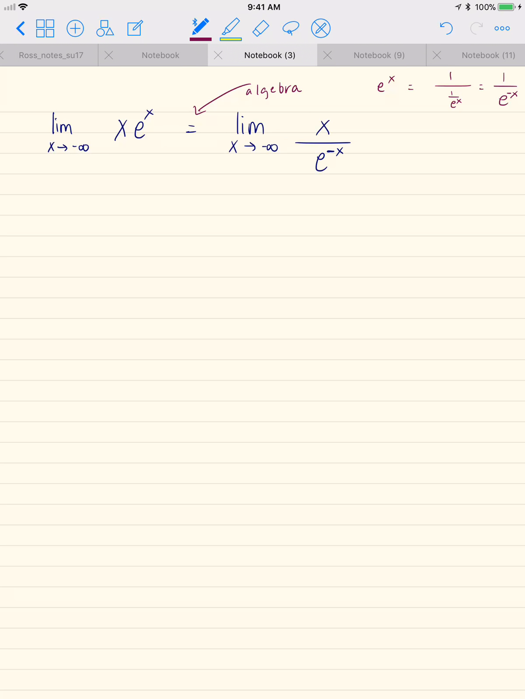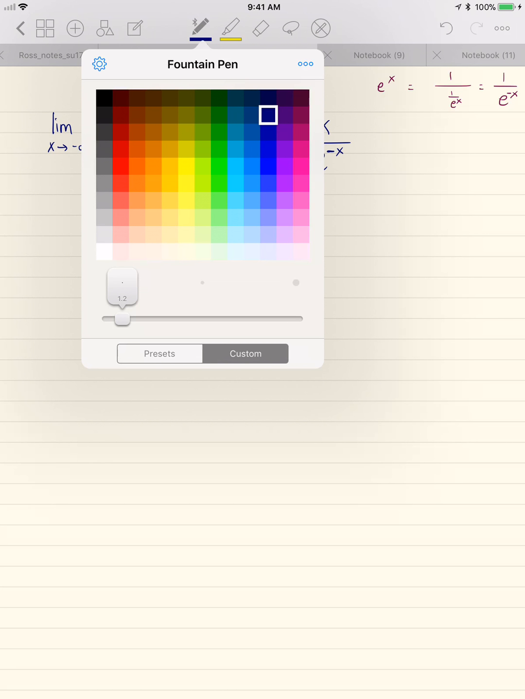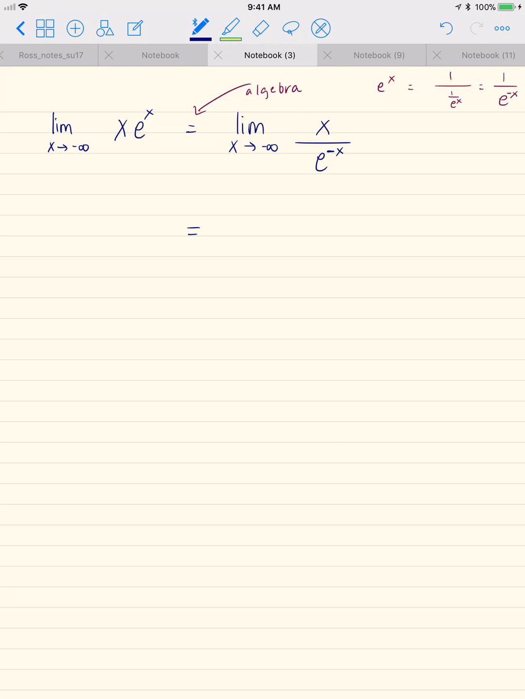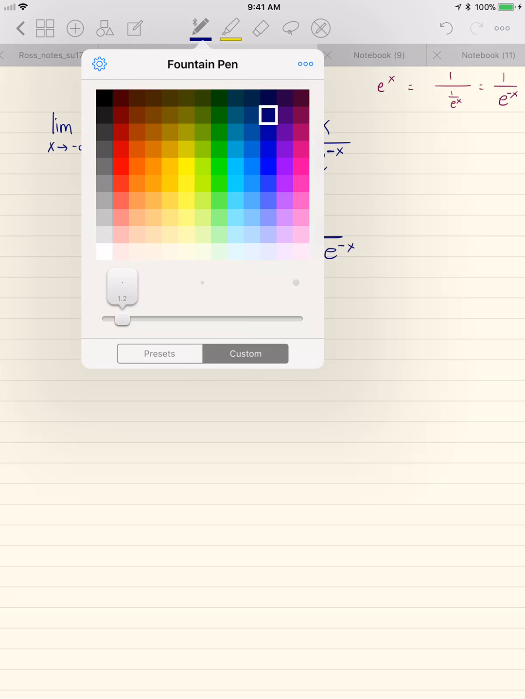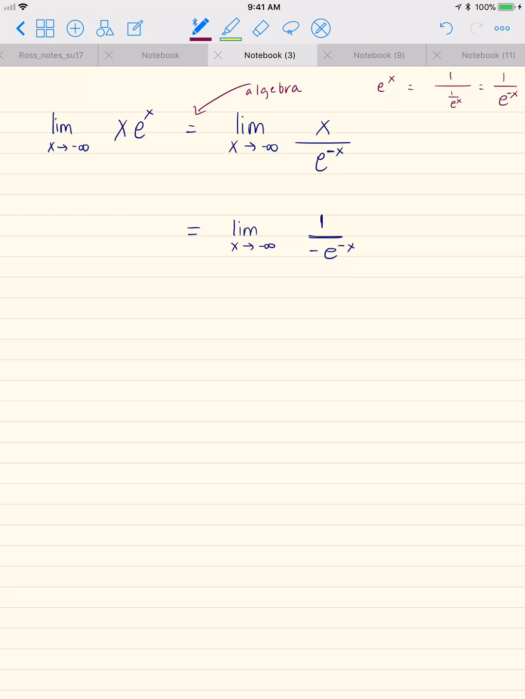Okay. Now we're going to apply L'Hopital's rule. And we'll get this is the same thing as the limit as x goes to negative infinity. What's the derivative of the numerator? 1. The derivative of the denominator? Negative e to the negative x. Okay, so this is L'Hopital's rule. And now I am able to say that as x goes to negative infinity, 1 is going to go to 1. And what's going to happen to negative e to the negative x?